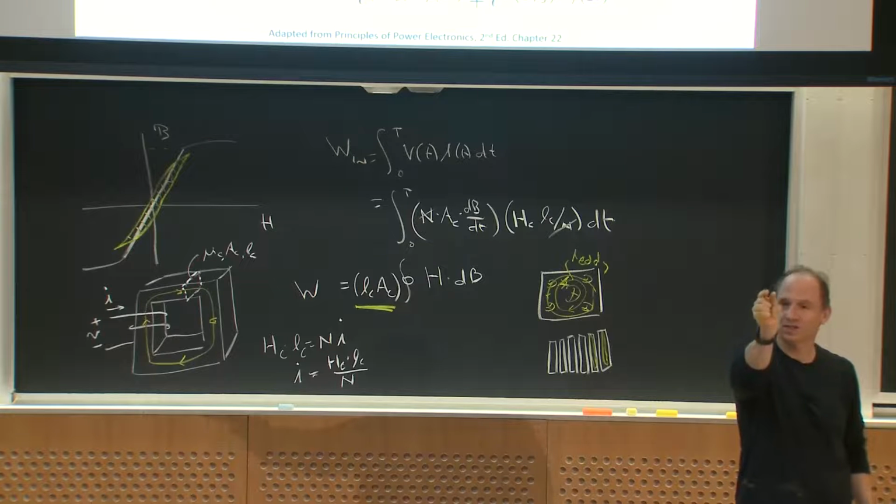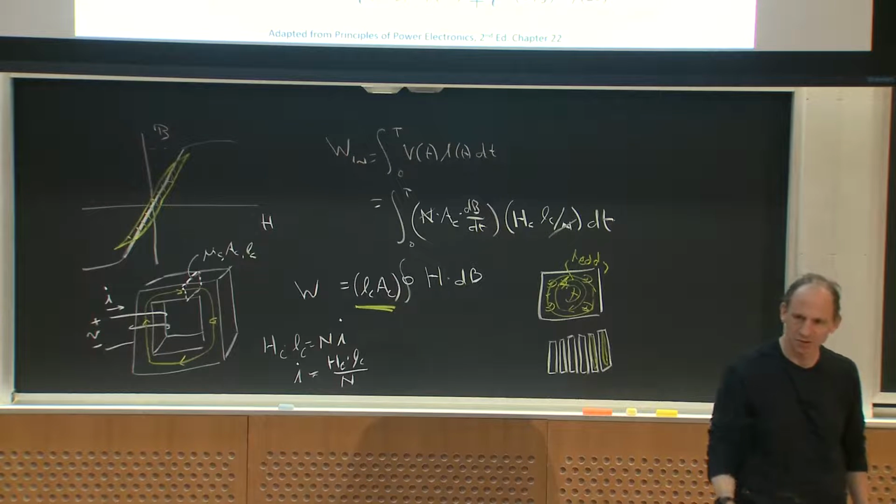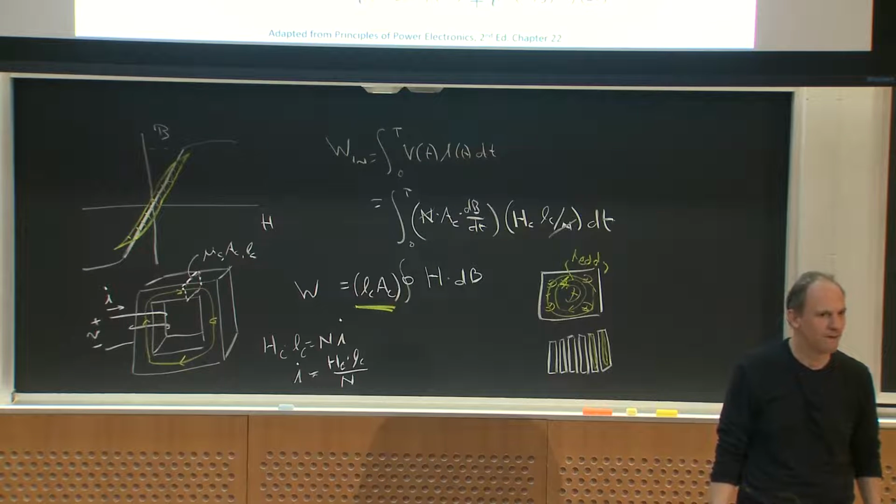How do they size the skin depth of those laminations? How do they size the lamination thickness? They ask what the skin depth in the steel is, and they make the lamination sort of thin compared to that. Any questions?